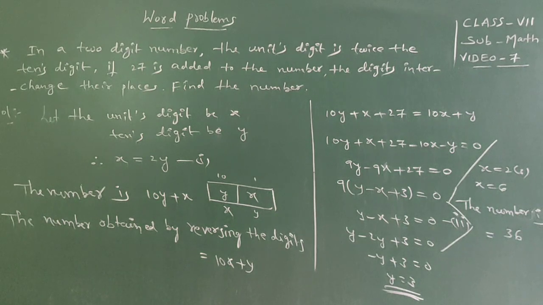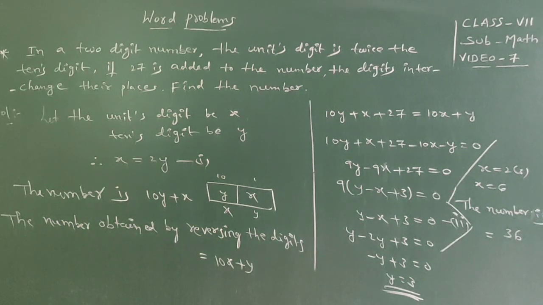Observe here, in a 2-digit number, the units digit is twice the tens digit. If 27 is added to the number, its digits are interchanged. Find the number. Units place x, tens place y, so x equal to 2y. Twice they give, that's why. That is the first relation. For the number, actually if 23 is given, 2 is in tens place, that's why it becomes 20, place value. Here y is in tens place, that's why the number is 10y plus x. If you interchange it, x is in tens place, that's why 10x plus y. When it happens, 27 is added to the number. So 10y plus x plus 27 equal to 10x plus y.